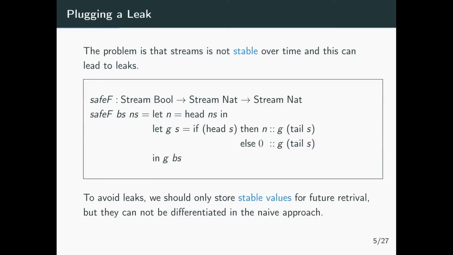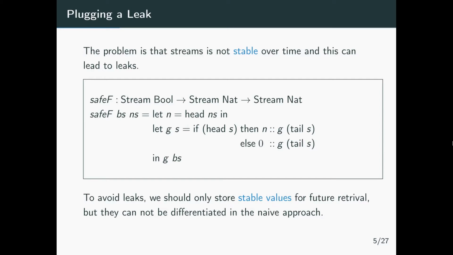The problem here is that streams are not stable over time, and this can lead to these kinds of leaks. So what you can do instead, well, is you can say, as a programmer, we know that we will only ever use the head, so we just take the head up front of the natural number stream, then we do the same thing, except instead of doing the head call inside the if-then-else, then you just put it in, right?